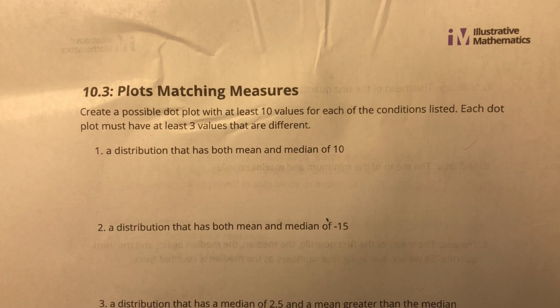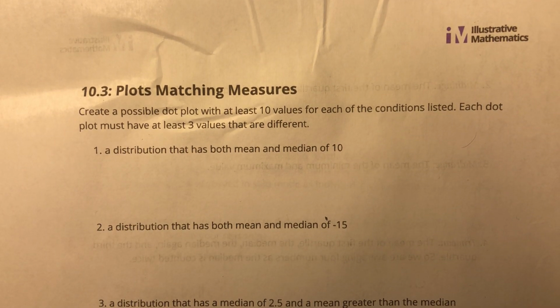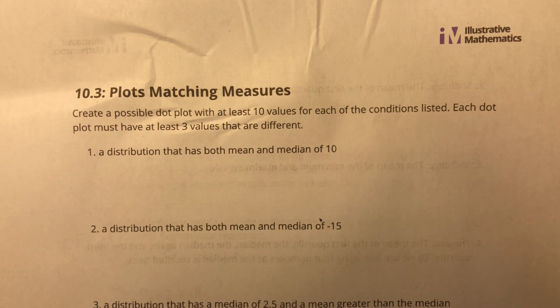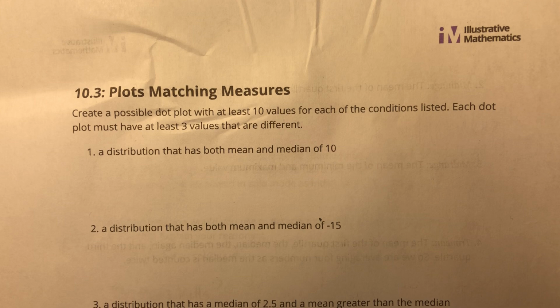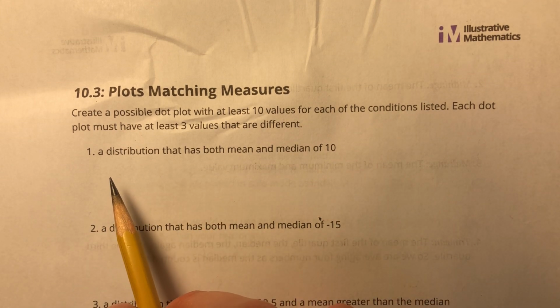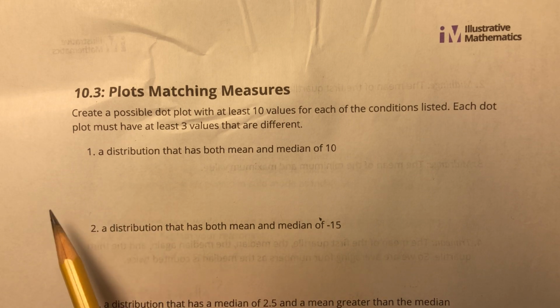10.3, plots matching measures. Create a possible dot plot with at least 10 values for each of the conditions listed. Each dot plot must have at least 3 values that are different.